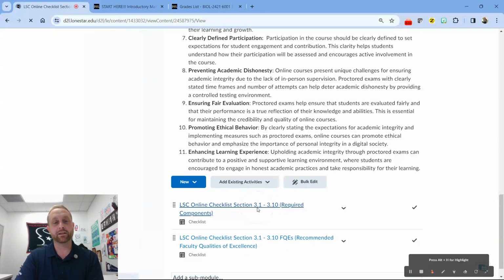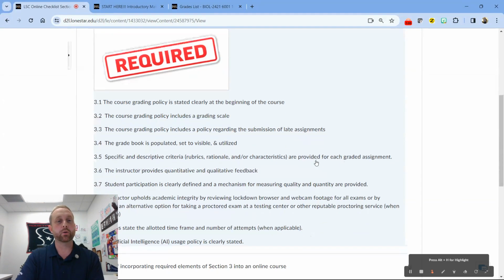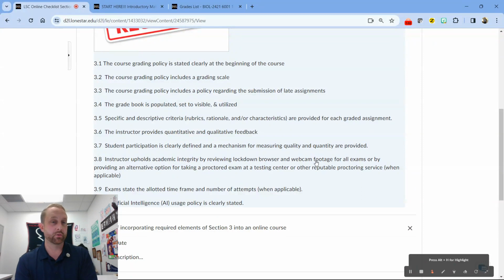And if I click on that, then this is where we are here, looking at the required components for section 3. The first bit here, I'm going to jump over to my course in just a second, but 3.1 through 3.3, you can see it's talking about grading policies, grading scale, as well as a submission of late assignments. And many of these things were things that even before we started working through these, I would just have in my syllabus. And I think that that's great.